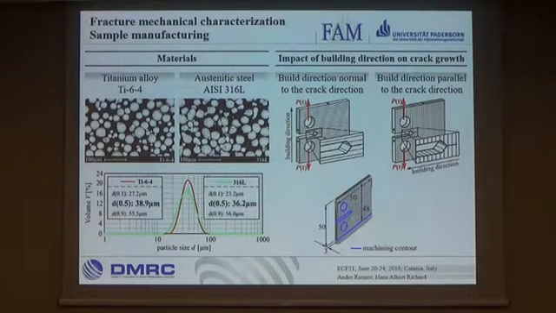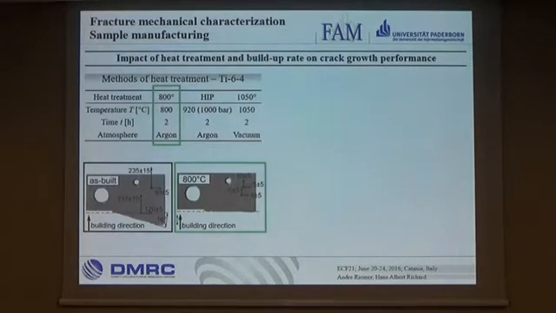The next point, which should have an influence on the crack growth data, is the building direction. Here we considered two different building directions. That means the building direction is normal to the crack growth direction, and the building direction is parallel to the crack growth direction. Another point that was investigated is the heat treatment. Three different heat treatments we analyzed.